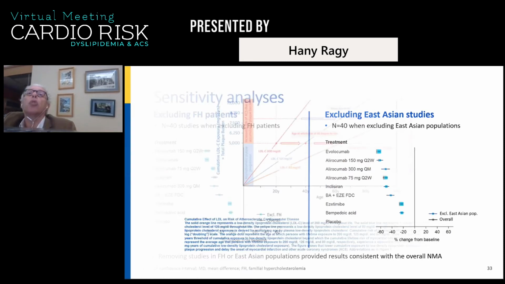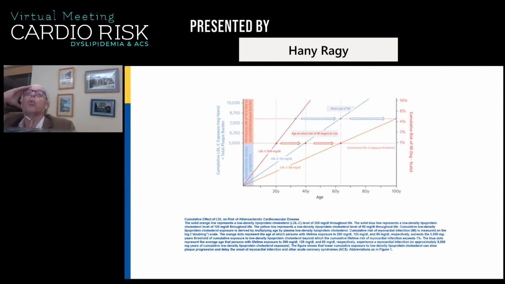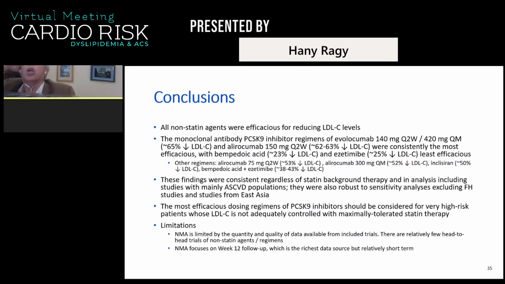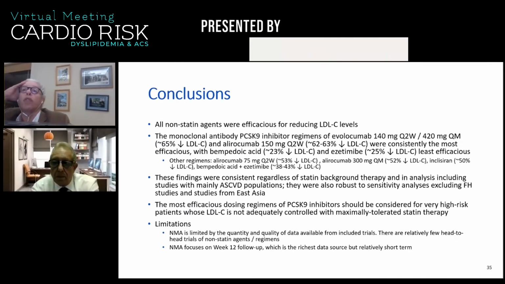The conclusion is that all non-statin agents were efficacious for reducing LDL cholesterol level, but of course the monoclonal antibody PCSK9 inhibitors, evolocumab 140 milligrams every 2 weeks or alirocumab 150 milligrams every 2 weeks, were consistently the most efficacious, with bempedoic acid and ezetimibe the least efficacious.